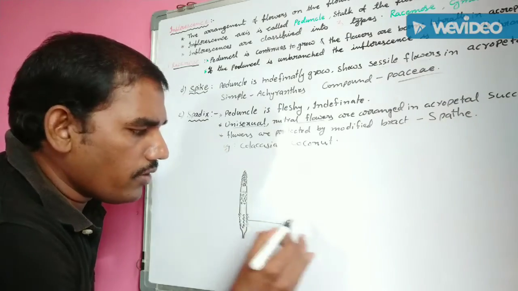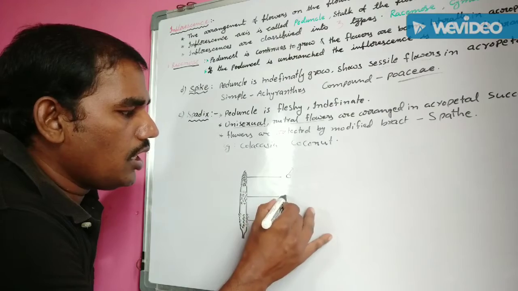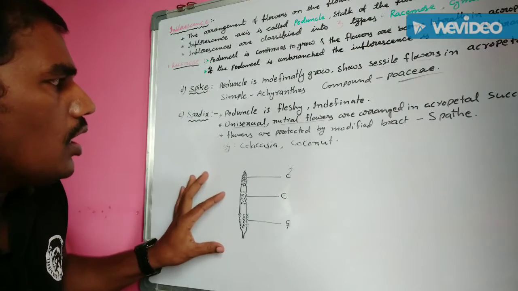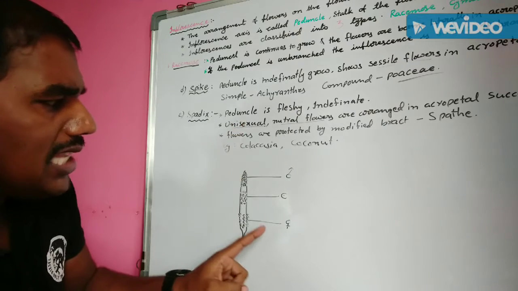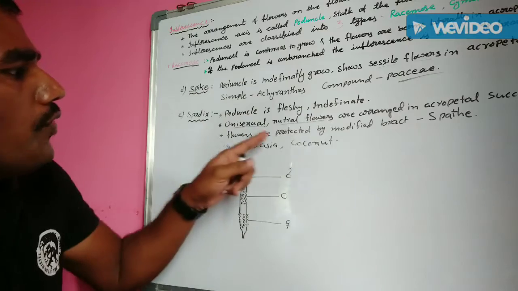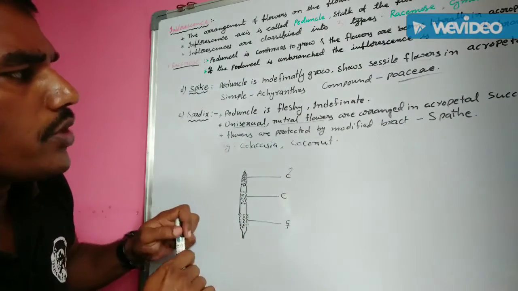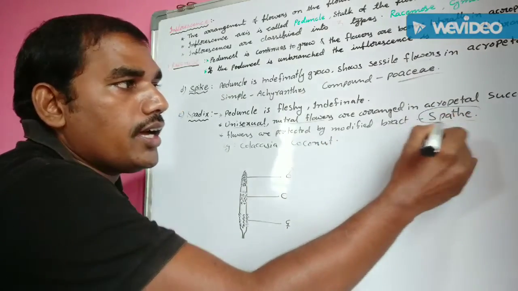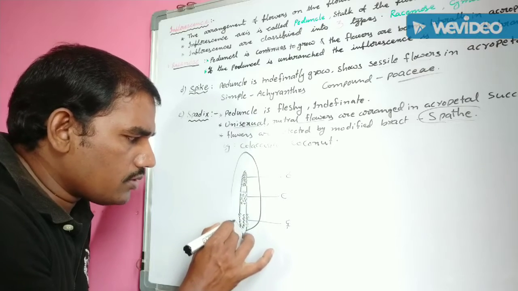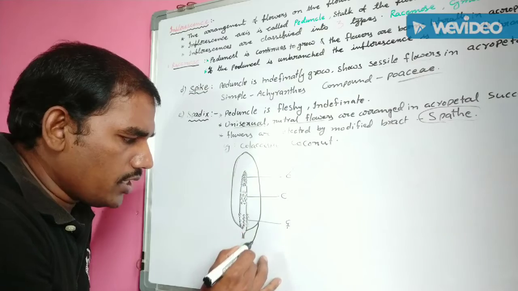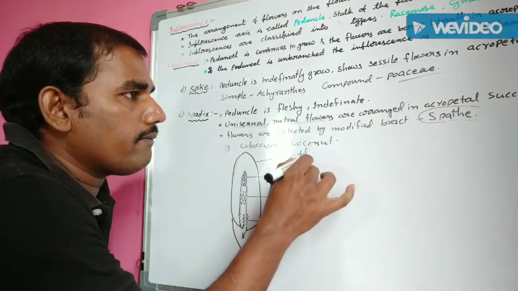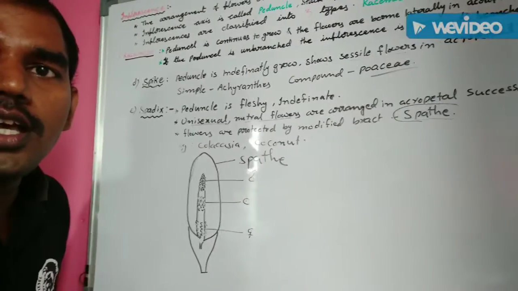Okay, these are the female flowers. These are the male flowers. These are the neutral flowers. In this way the peduncle is fleshy and also indefinitely growing, and on this peduncle there are unisexual, either male or female flowers, and also neutral flowers arranged in acropetal succession. All these flowers are protected by a modified bract. That one is called spathe. This means this inflorescence is protected by a large modified bract. That one is called spathe. Understand? This one is a spathe.